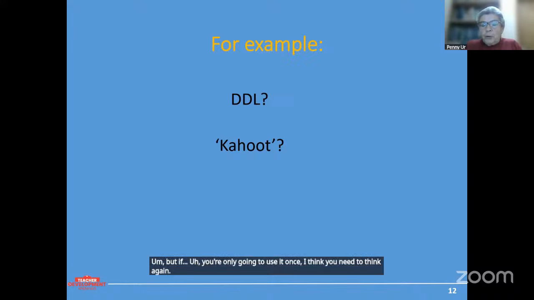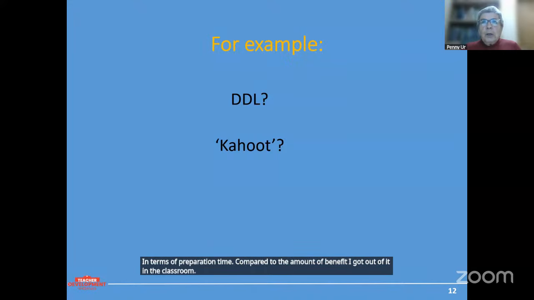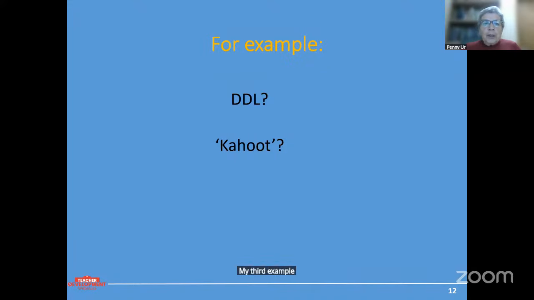I just stopped using it, though. It's very attractive and fun, but it just wasn't worth the huge amount of investment in terms of preparation time compared to the amount of benefit I got out of it in the classroom. My third example is the interactive whiteboard.